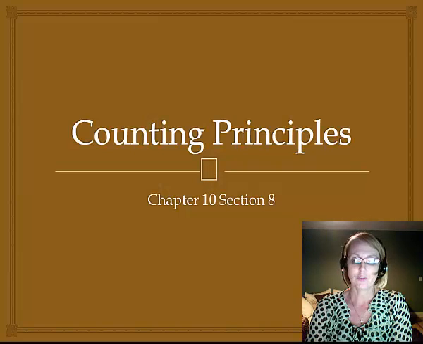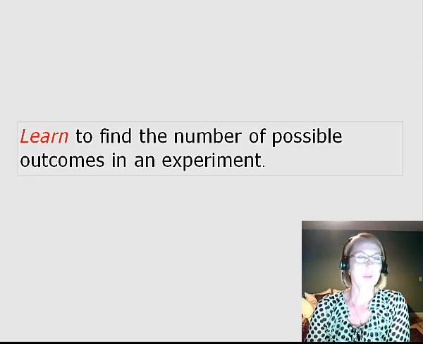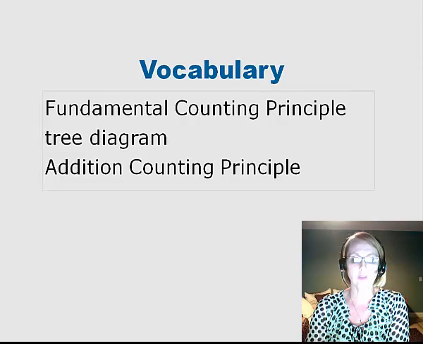Counting Principles, Chapter 10, Section 8. In this unit, we're going to learn to find the number of possible outcomes in an experiment. You have 3 vocabulary words: fundamental counting principle, tree diagram, and addition counting principle. These can be found in the glossary of your book. That's probably the best place to look, although we'll talk about them here.